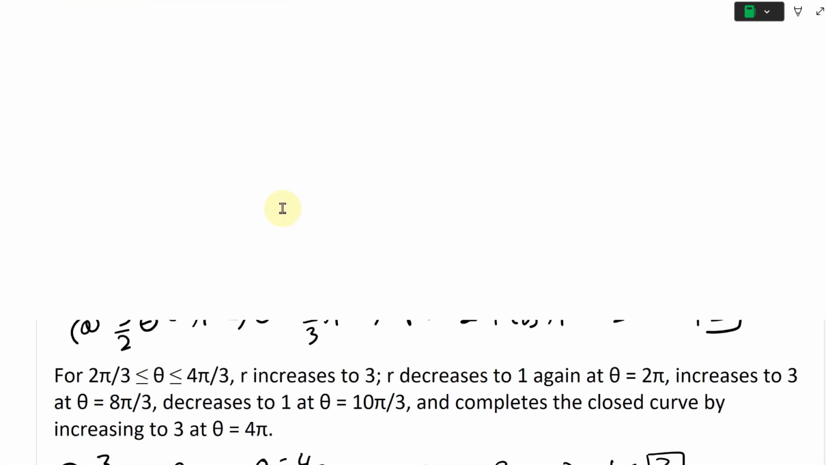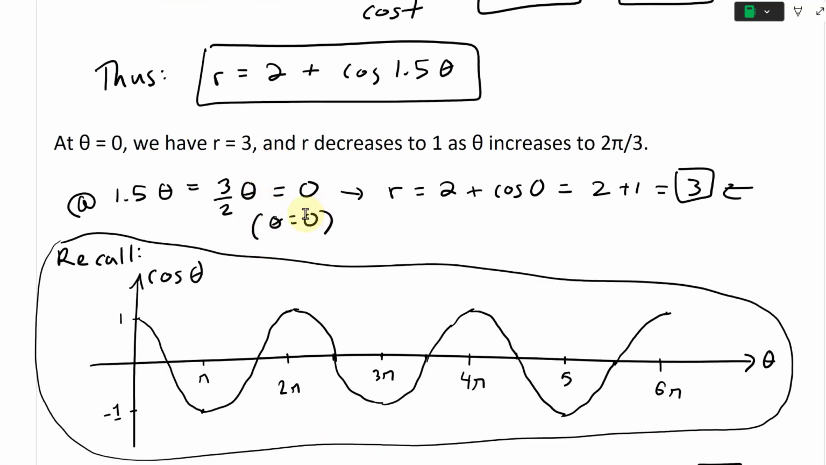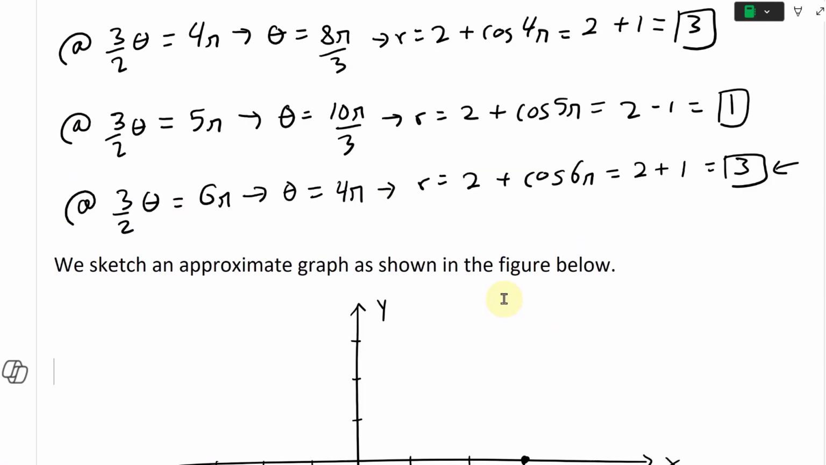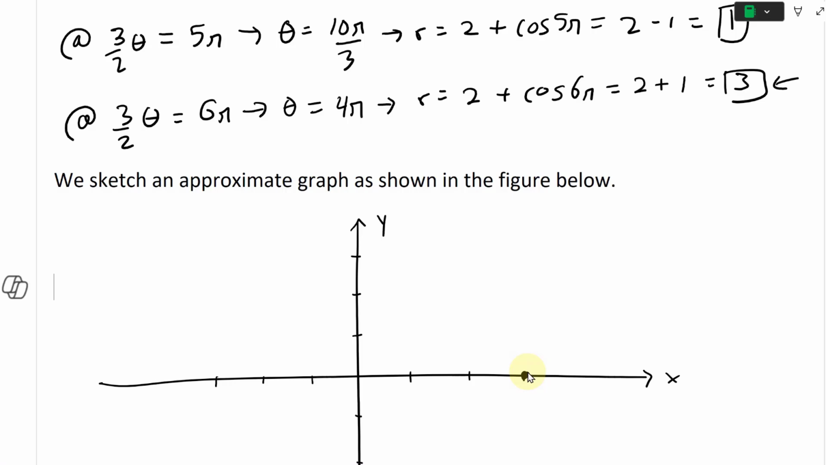Now the first point is at theta equal to 0. At theta equal to 0, we get 3. So we just draw this right here. I don't know why it erased. Alright, here I brought it back up with undo. Anyway, so that's the first point.